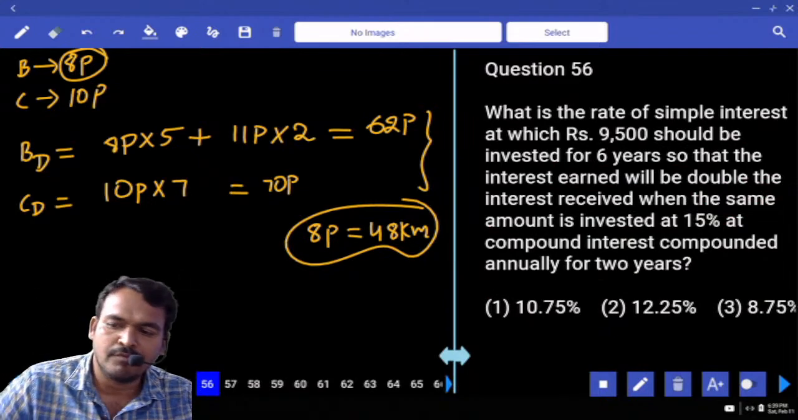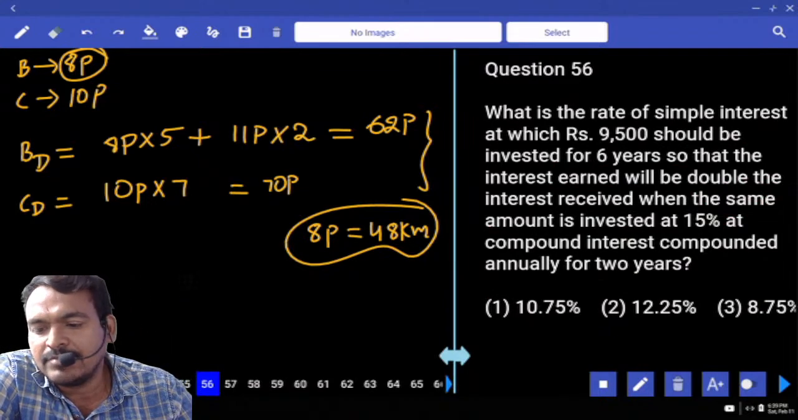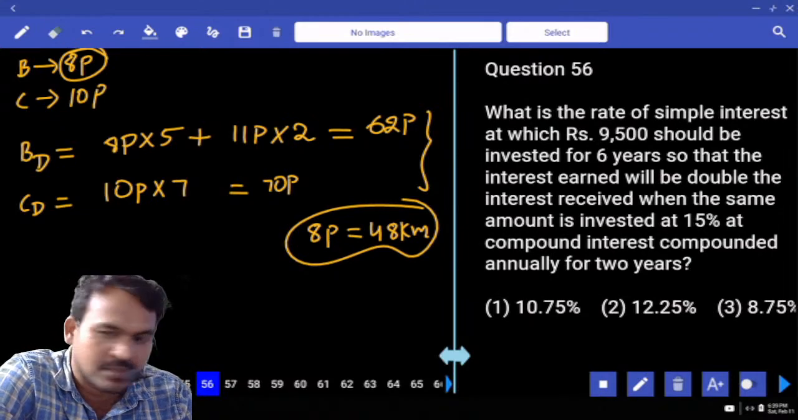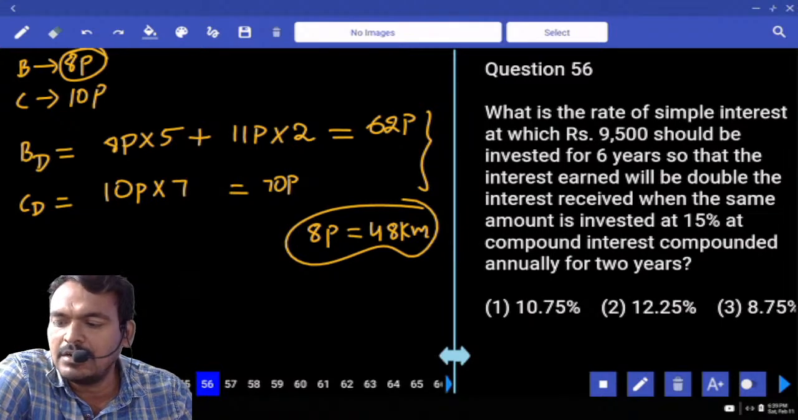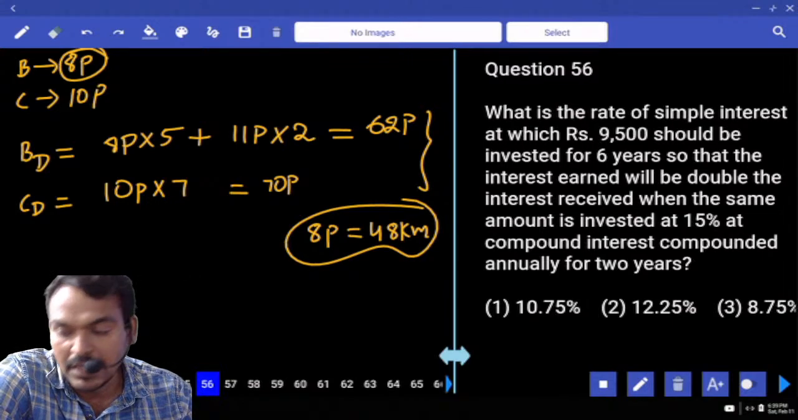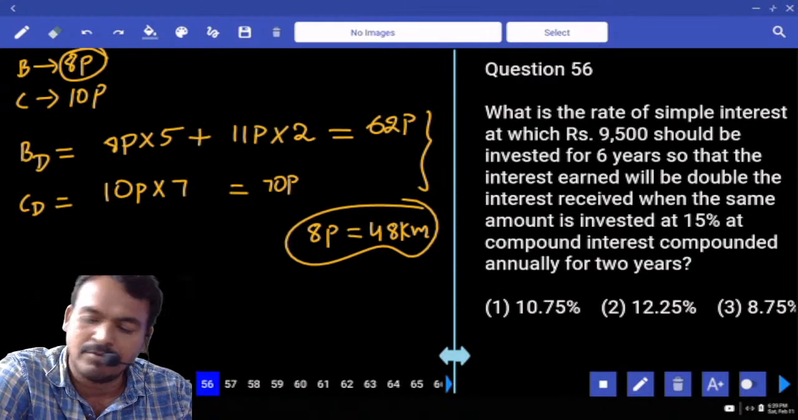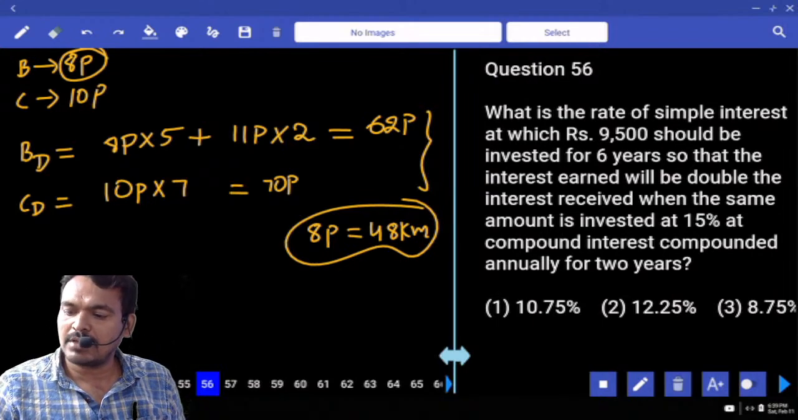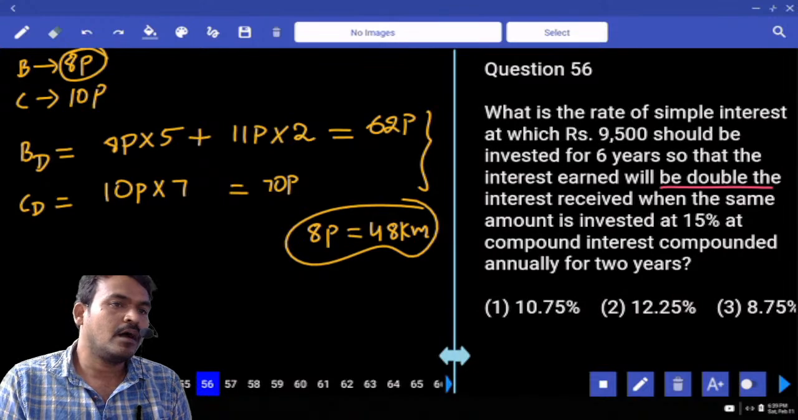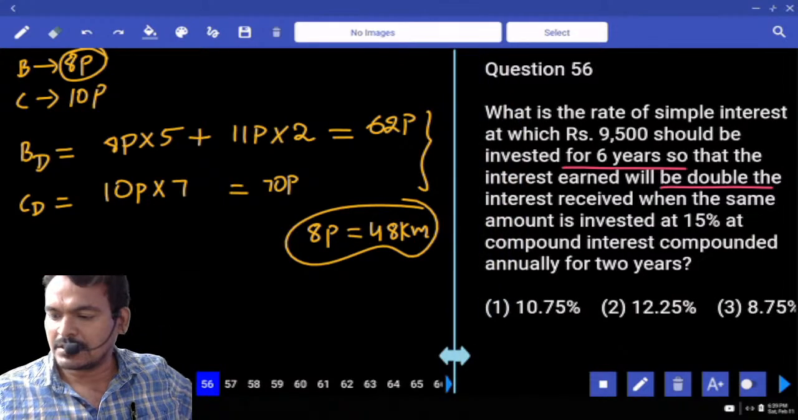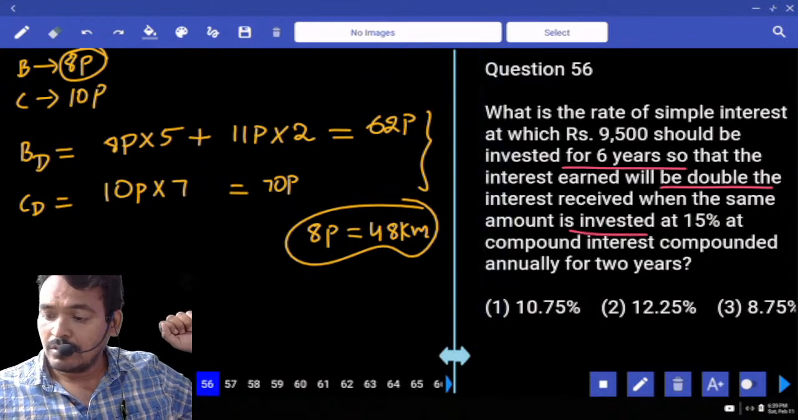Next question number 56. What is the rate of simple interest at which 9,500 should be invested for 6 years, so that the interest earned will be double the interest received when the same amount is invested at 15% compound interest, compounded annually for 2 years? Means simple interest is 2 times of which one? Compound interest. Simple interest for how many years? 6 years. But compound interest 2 years.